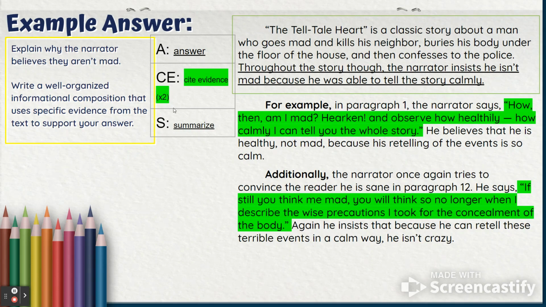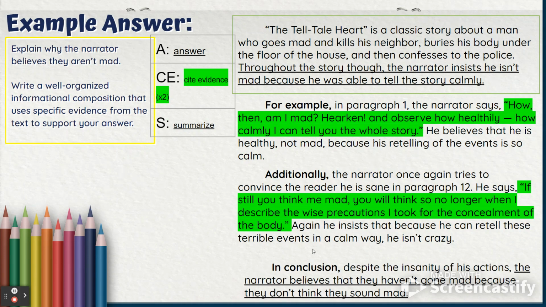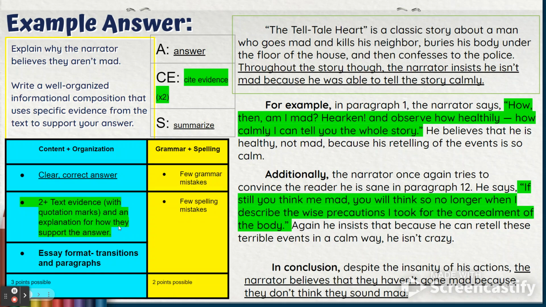All right, last thing I got to do is the bottom bread on my sandwich. I got to summarize my answer. In conclusion, despite the insanity of his actions, the narrator believes that they haven't gone mad because they don't think they sound mad. So if we look at the rubric here, we can see that this hits all the things we needed to hit. There's a clear, correct answer here in the introduction, and we summarize that answer at the bottom. There are two pieces of text evidence. We've used quotation marks, and we've even explained how they support the answer.